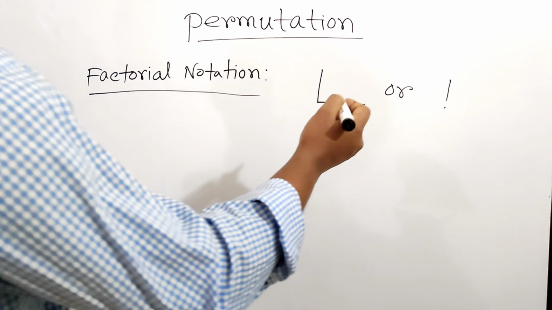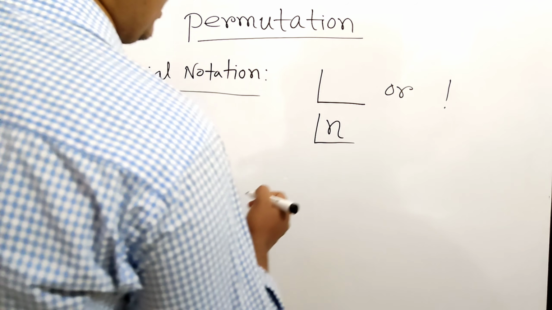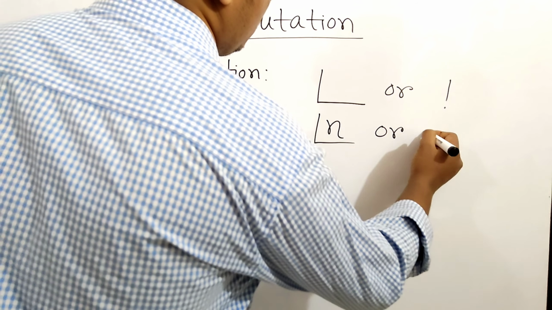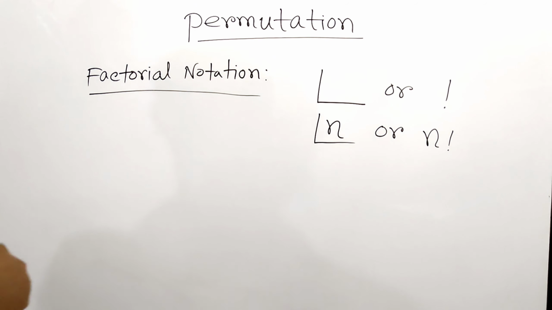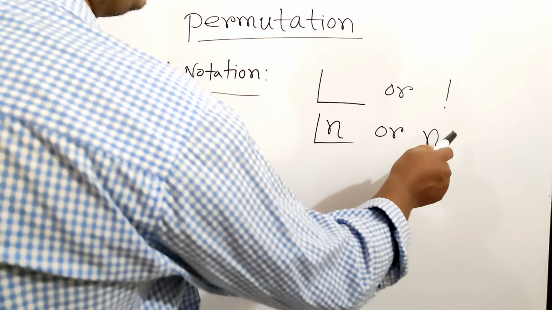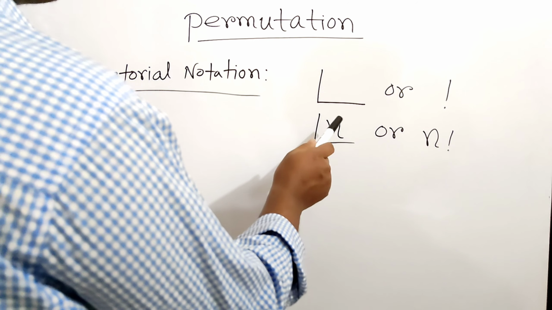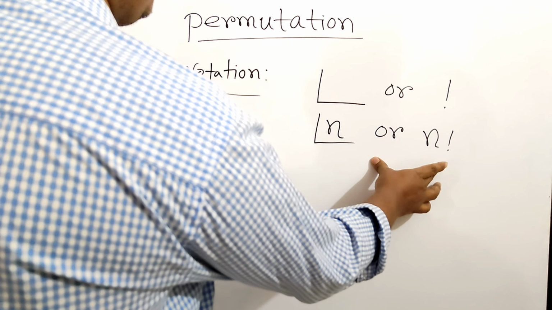That means if you write n factorial, you may write it like that. If you use this sign, then you must use it after the number, and if you use this L-shaped sign, then you must use it before the number. So this is the 2 factorial sign.